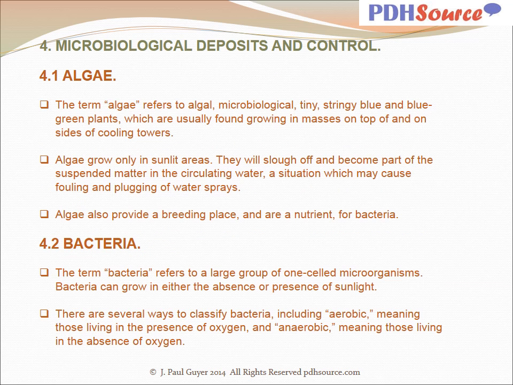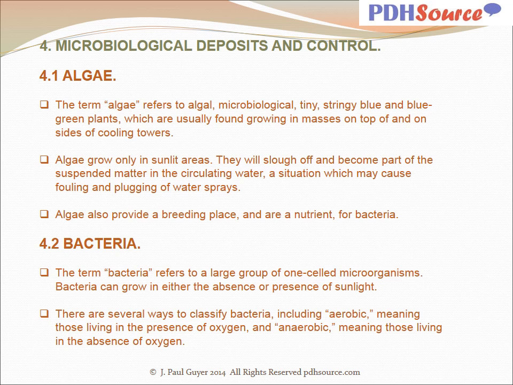Algae. The term algae refers to algal microbiological tiny stringy blue and blue-green plants, which are usually found growing in masses on top of and on sides of cooling towers. Algae grow only in sunlit areas. They will slough off and become part of the suspended matter in the circulating water, a situation which may cause fouling and plugging of water sprays. Algae also provide a breeding place and are a nutrient for bacteria.